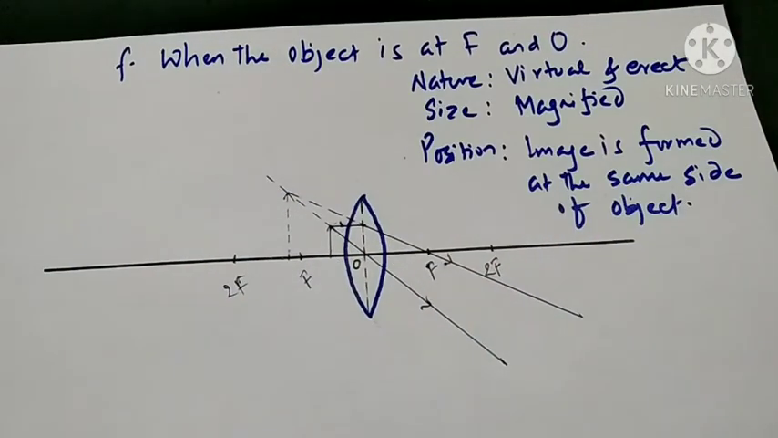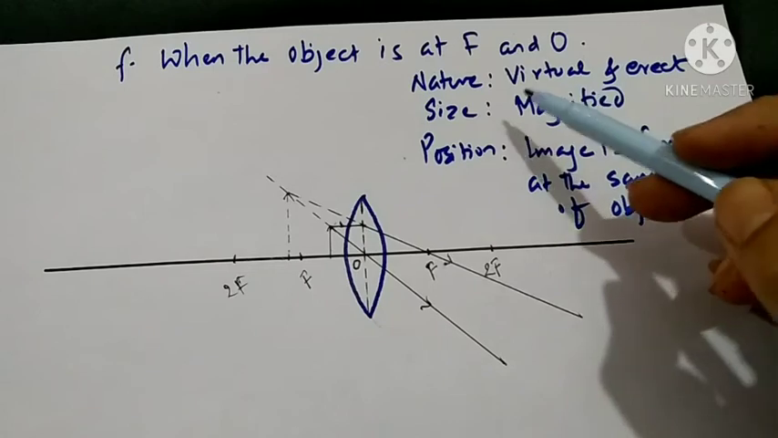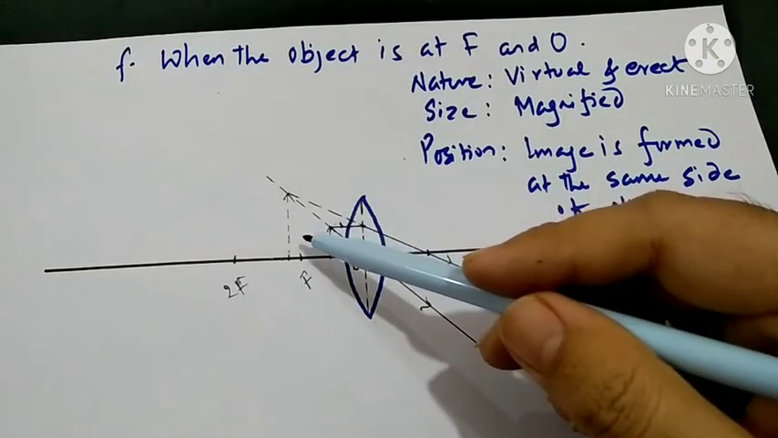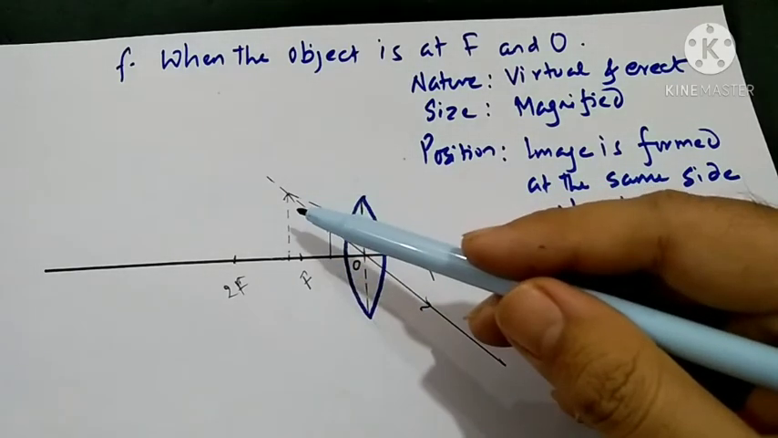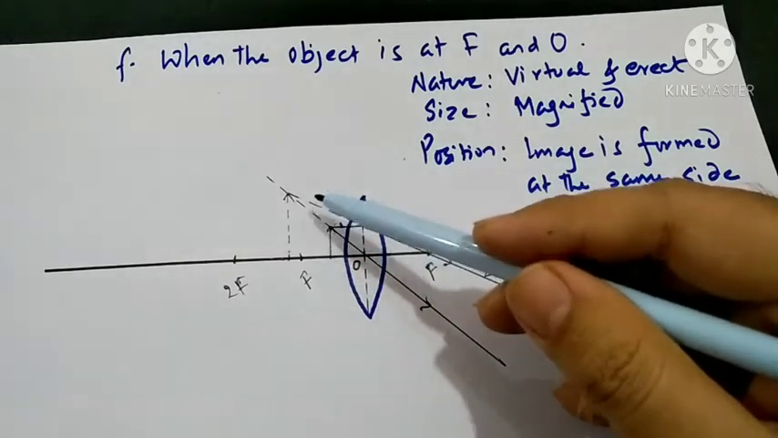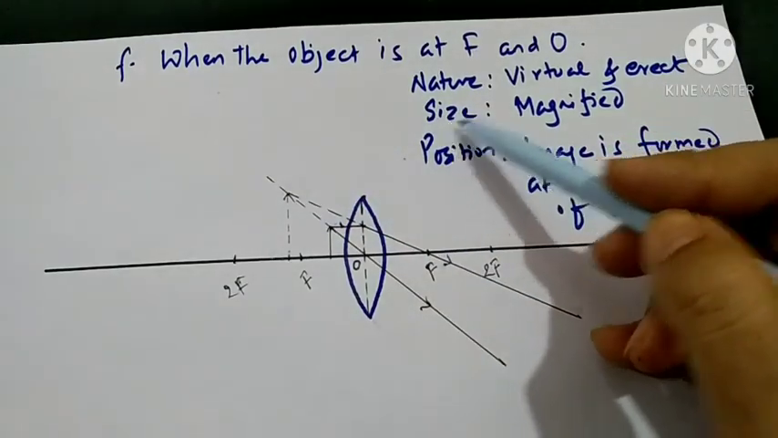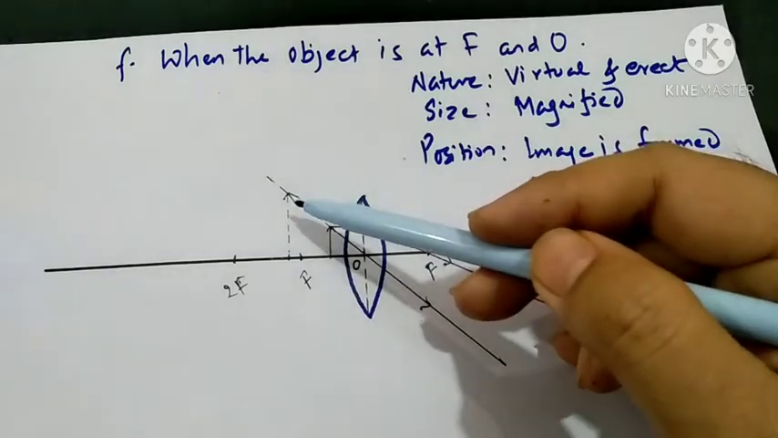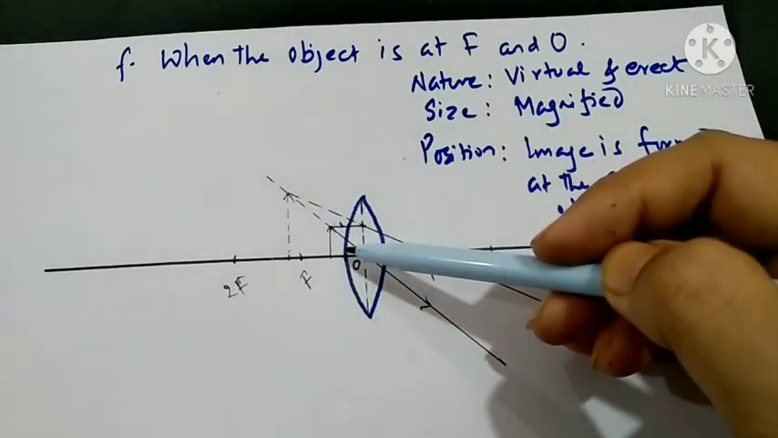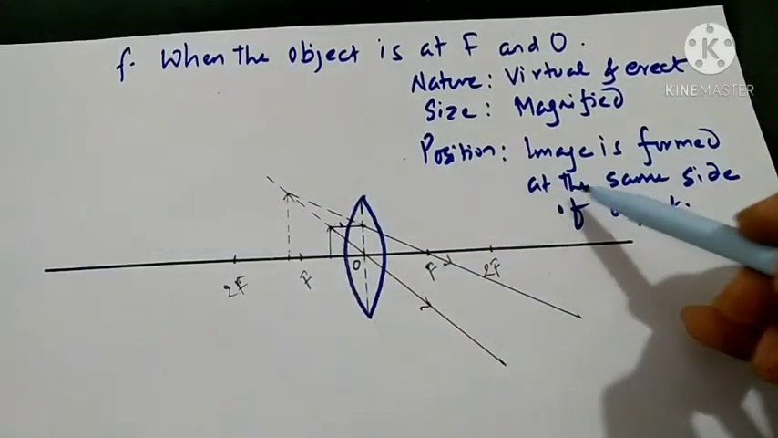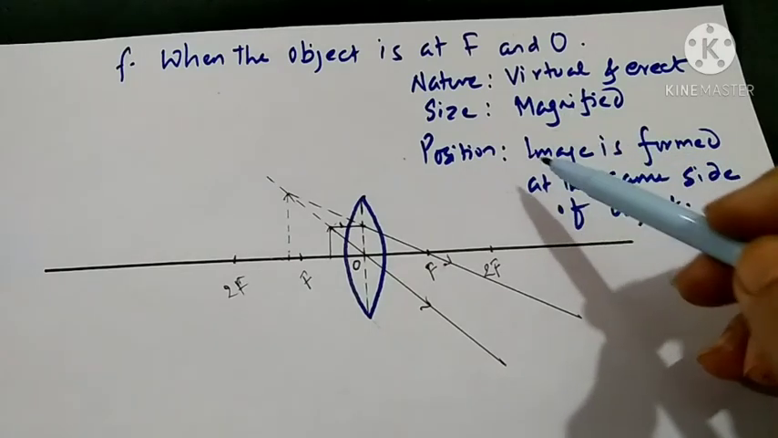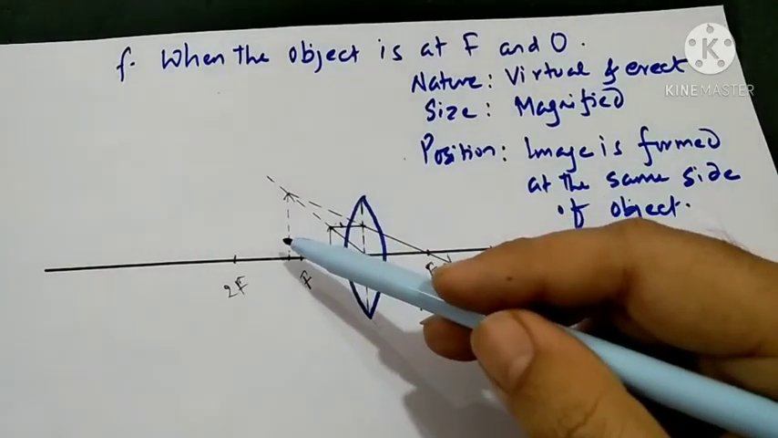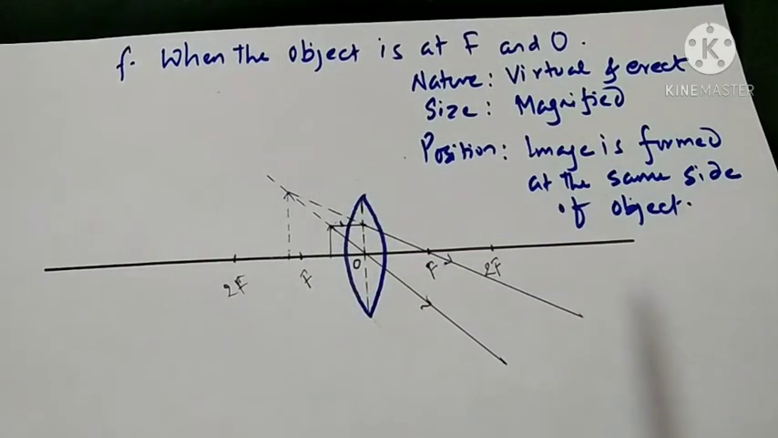Now let's discuss the nature. So nature is virtual and erect. Virtual means this image is virtual because the image is formed by the virtual meeting of the light rays. So the size is magnified, meaning the size is enlarged. See, the size of the image is bigger than the size of the object. And the position, I think the image is formed on the same side of the object. See here, the image is formed on the same side of the object.